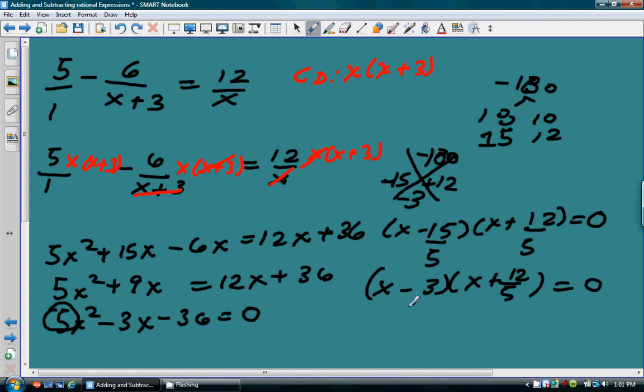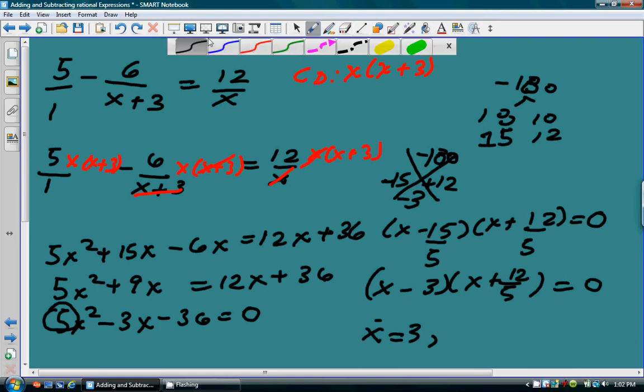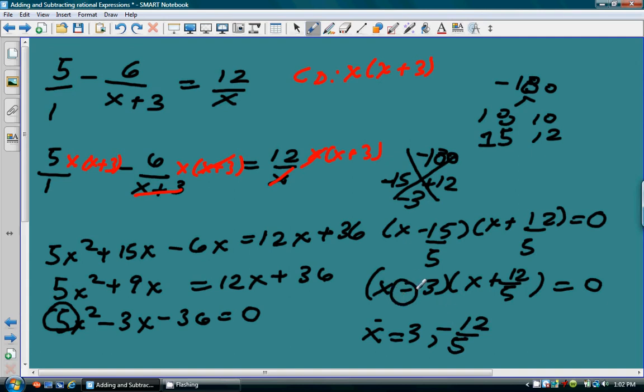Normally, if we're factoring, I would say move the 5 to the front, but one of the shortcuts we can take, we can set each one of these equal to 0, so we can say x equals 3, and x equals negative 12 over 5. And all I've done is really change these signs. Because I'm solving an equation, I don't really care about what it factors to as much as solving the equation itself.